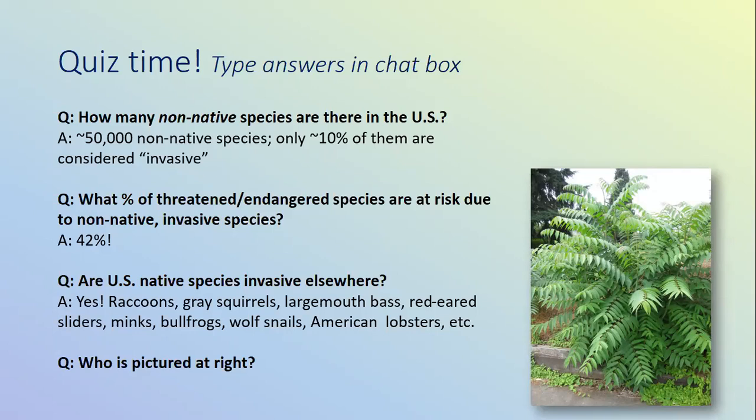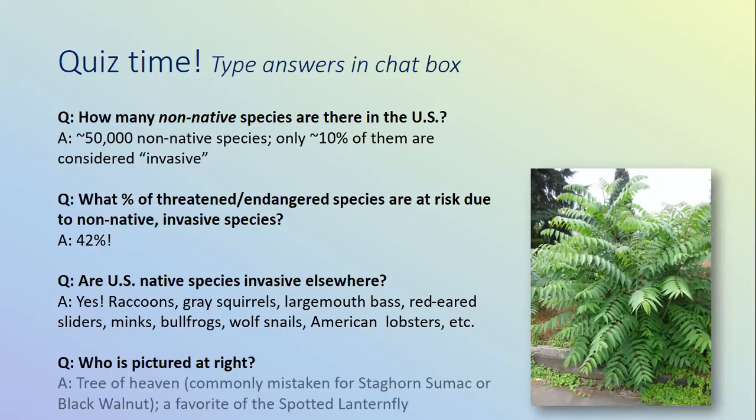All right, so this was actually kind of a trick. I like Brent's response. This was kind of a trick question. This is the tree of heaven. It's very commonly mistaken for the staghorn sumac or a black walnut, like a young black walnut. They do look very similar, but I will explain the differences later on.